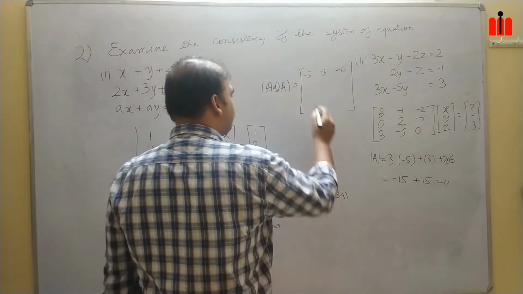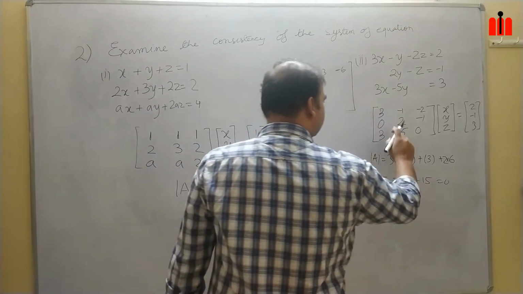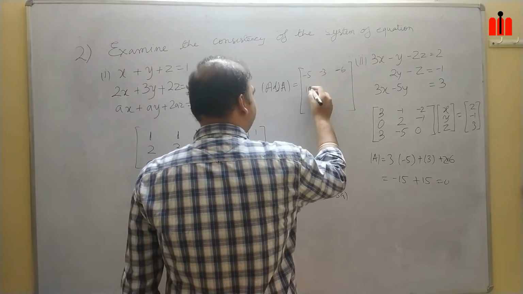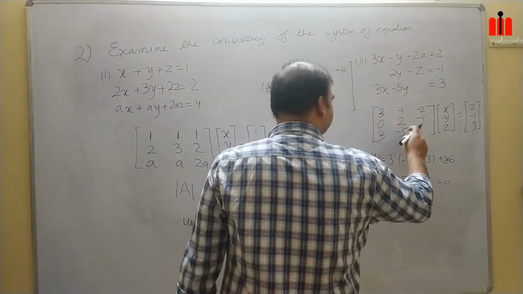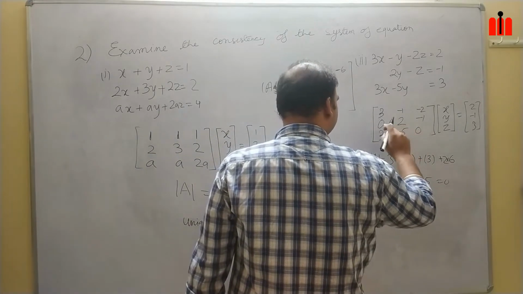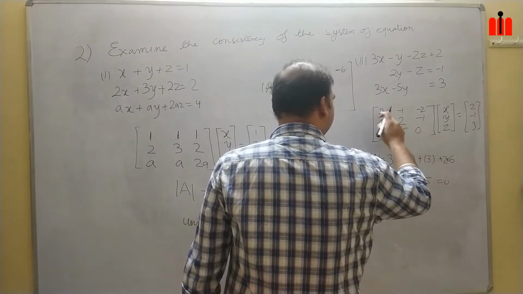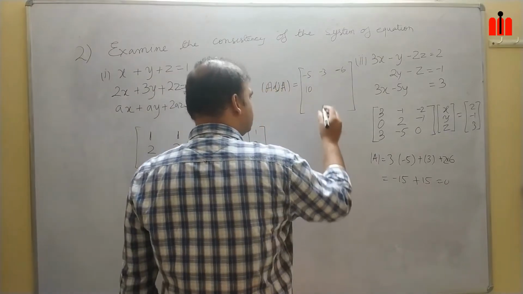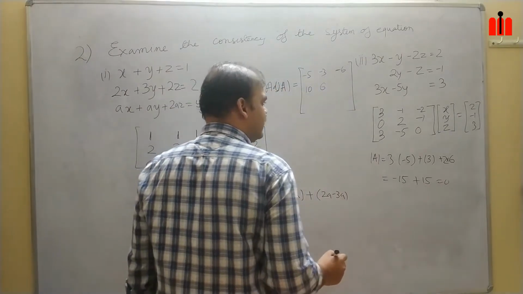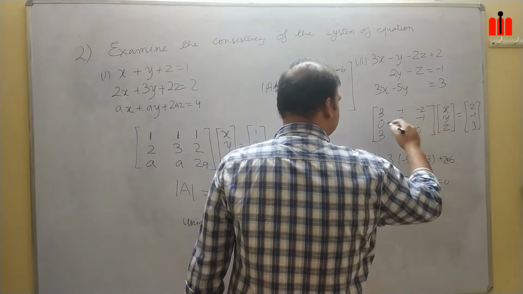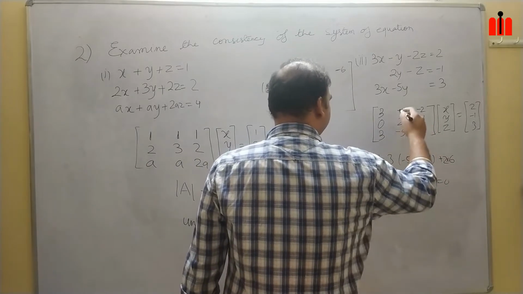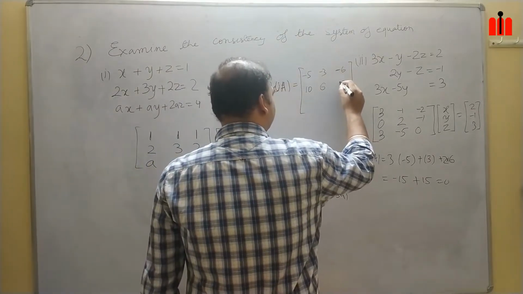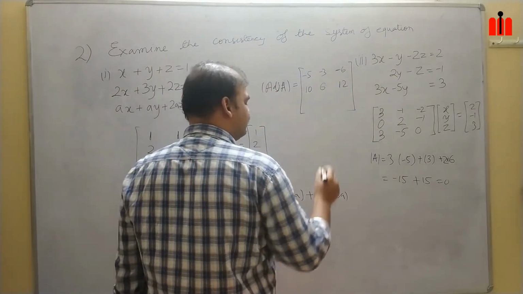Cofactor is the negative of the minor. Minor is 0 minus 10, so it is 10. For this element 2, it is 0 plus 6, so 6, positive minor. For minus 1, it is minus 15 plus 3, which is minus 12, so it will become 12. Negative of the minor.